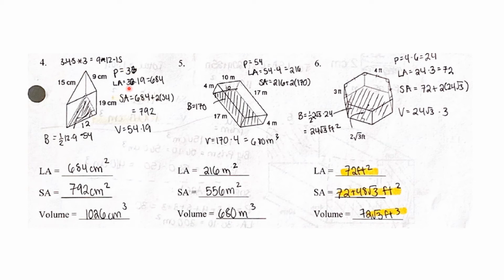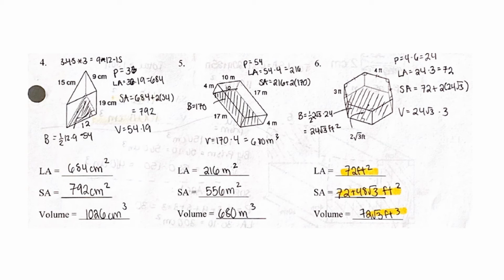The lateral area, 36 times the height, which is 19, would be 264. Surface area, 792. And the volume, since the base area is 1/2 12 times 9, which is 54 centimeters squared, the volume will be 54 times 19, right? Base times height. So 1,026 centimeters cubed.